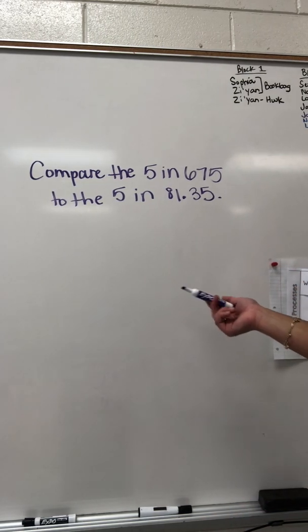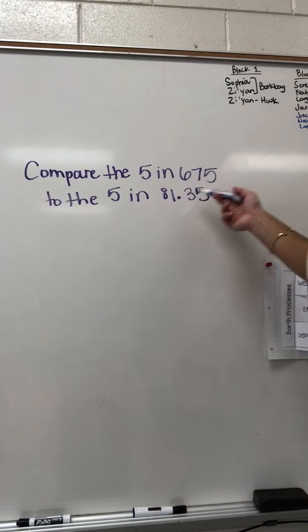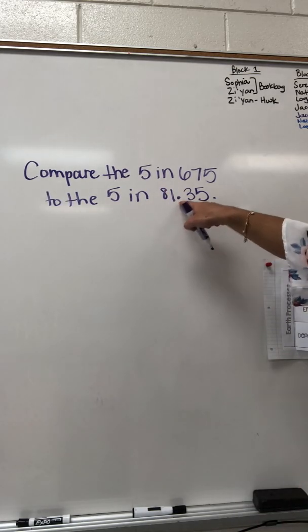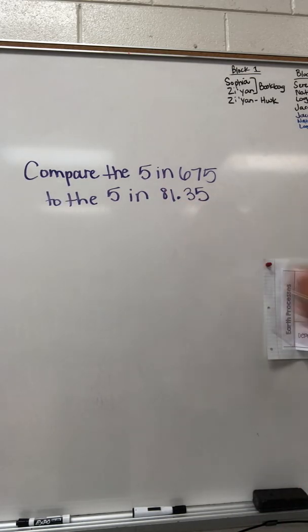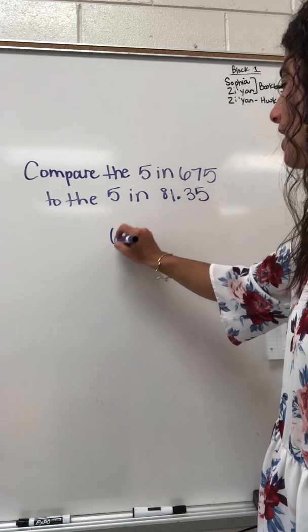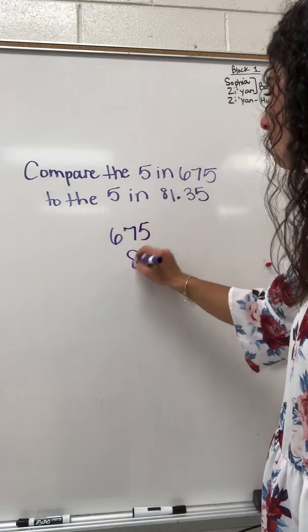If I wanted to solve this problem, compare the 5 in 675 to the 5 in 81 and 35 hundredths. My first step would be to line up my two digits by place value.